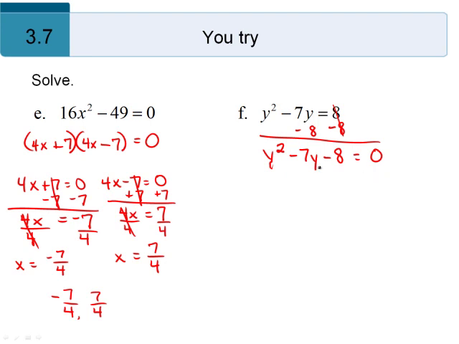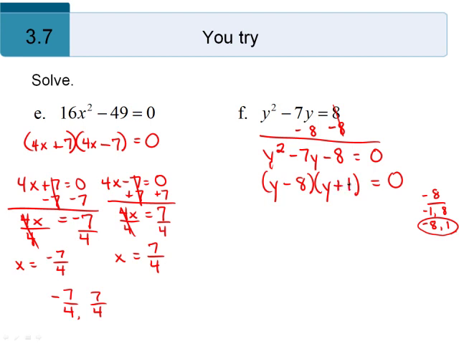Alright, so there's no GCF, there's no perfect squares, so we're setting up FOIL. So we have y and y, and we need the factors of negative 8. If we use negative 8 and 1, negative 8 plus 1 gives me negative 7. So that's going to work. So put in negative 8, positive 1. Okay, so now it's factored.